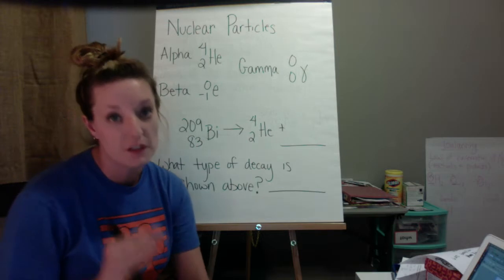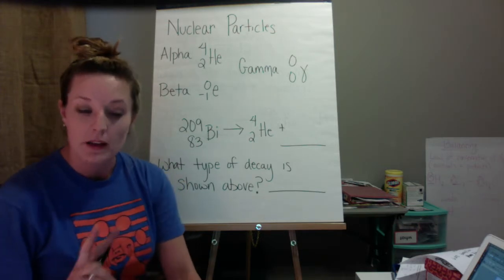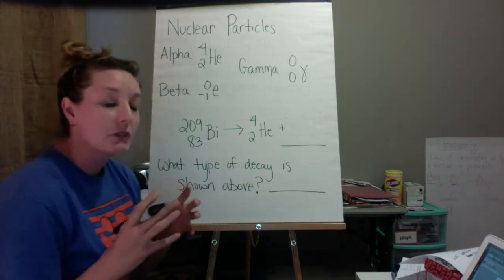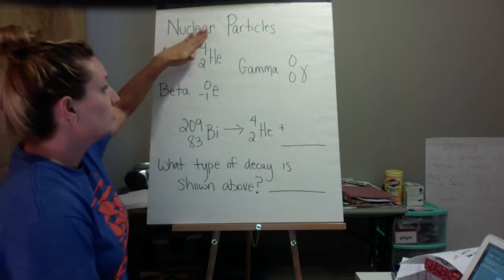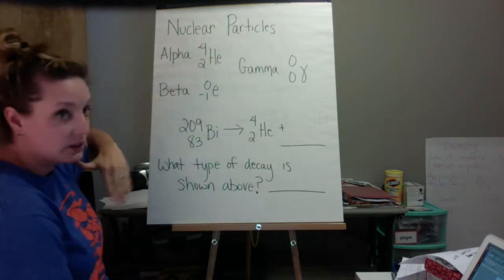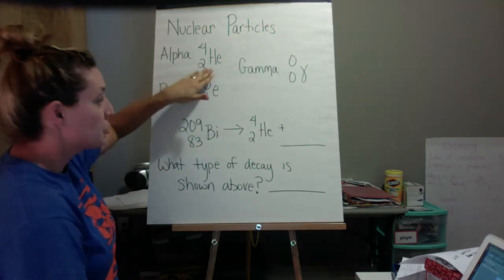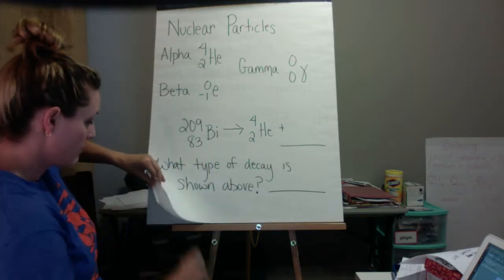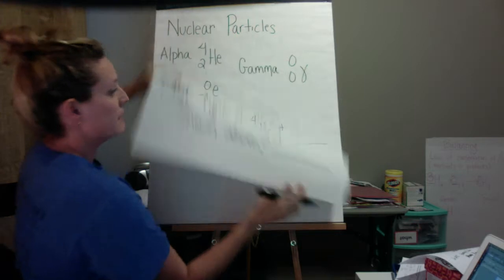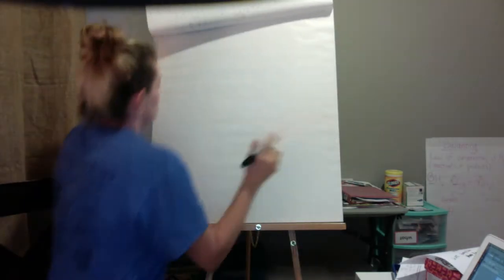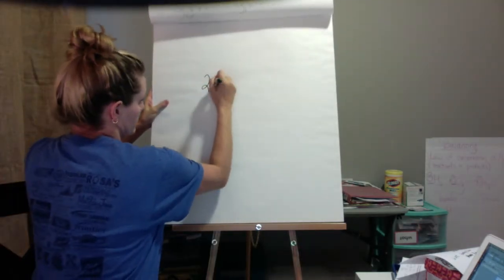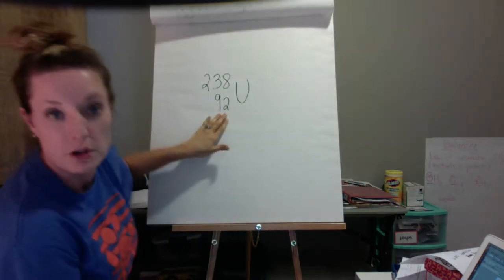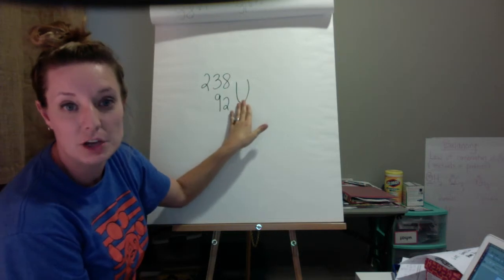You're going to see the words fission and fusion that have to do with nuclear reactions. Nuclear reactions only happen with things that are called nuclear particles, or typically isotopes. Now, if you remember, the term isotope refers to an atom of the same element whose neutrons are different. So this would be considered an isotope of uranium.